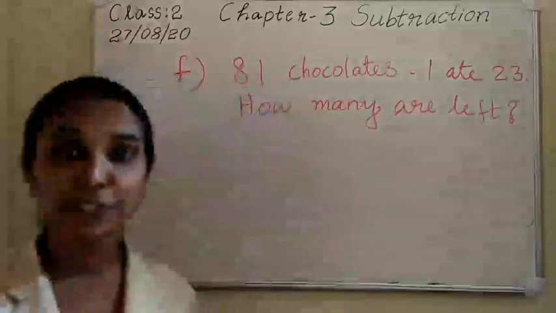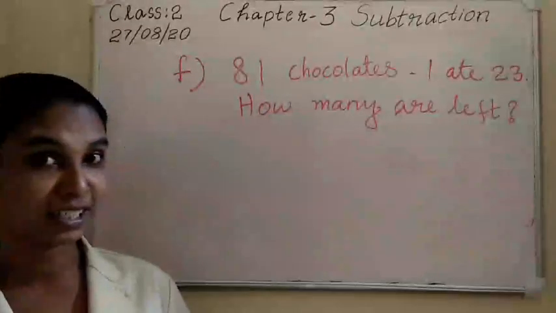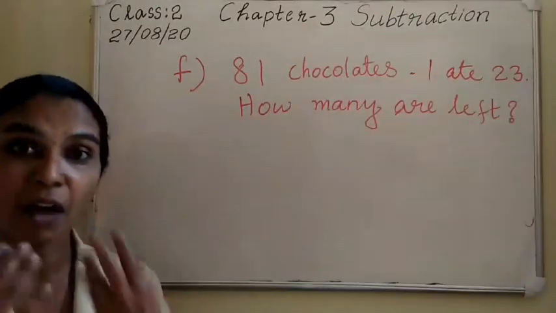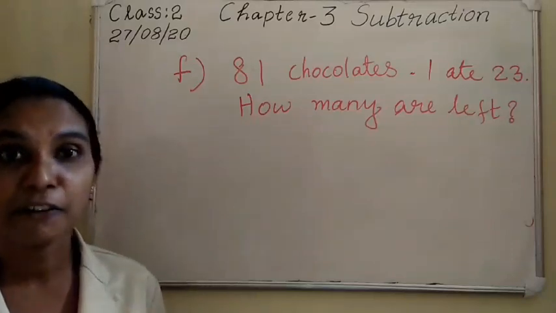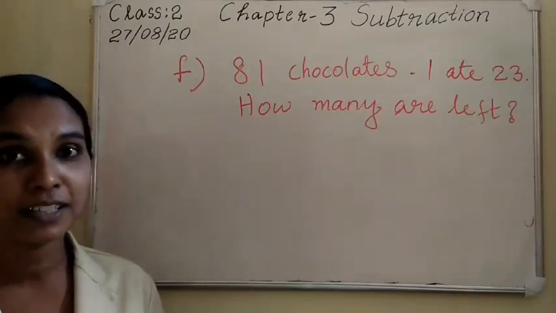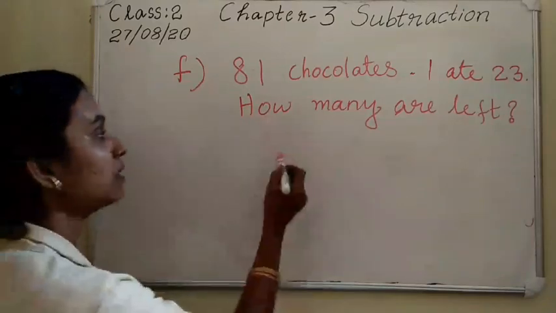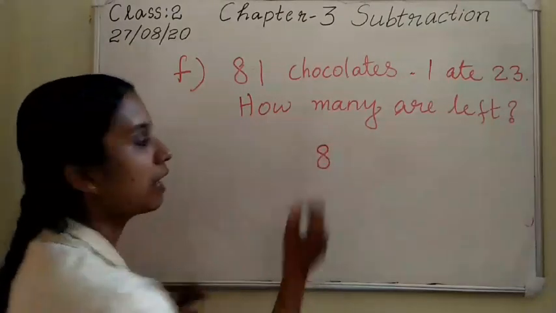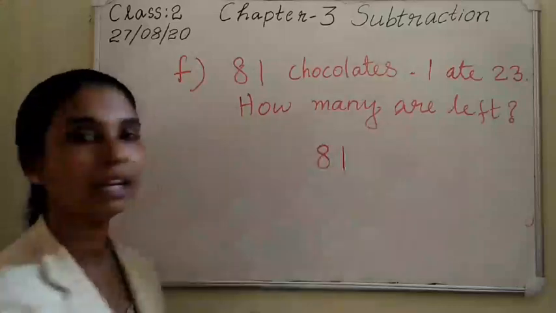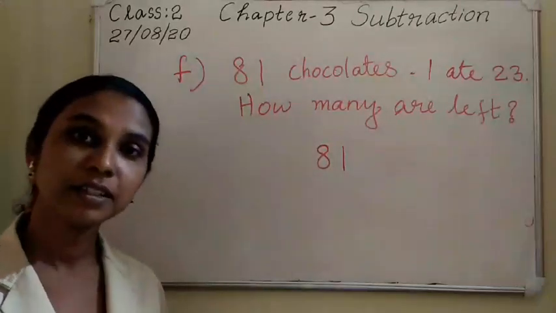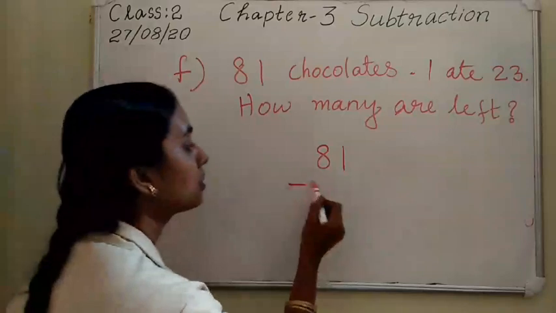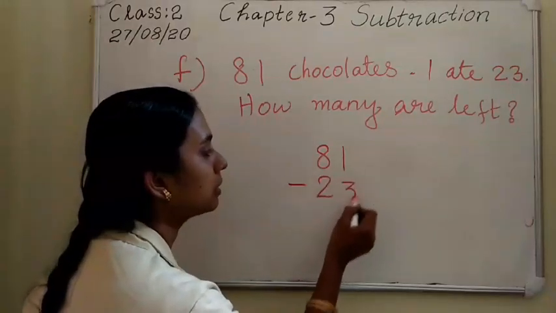How many are left with me? The 23 I have eaten. Then how many left with me? Can you find? Yes, we have to find by subtraction. You have to subtract. There are 81 and 23. I had 81. So, subtract 23.